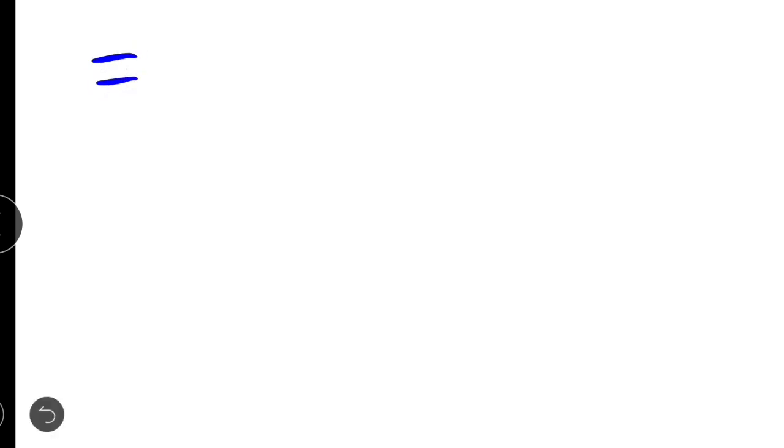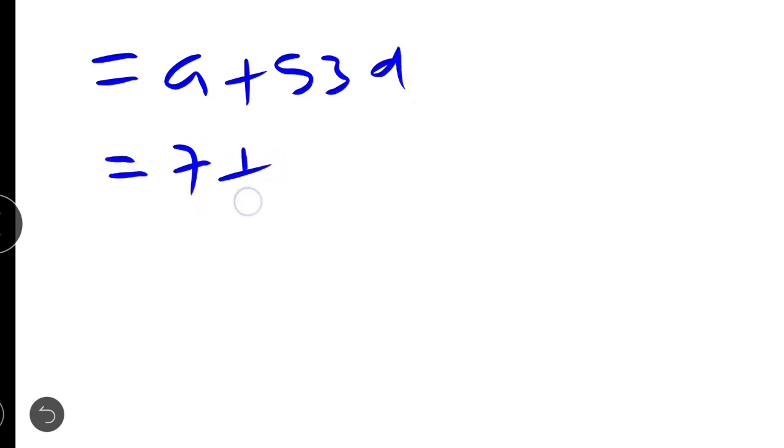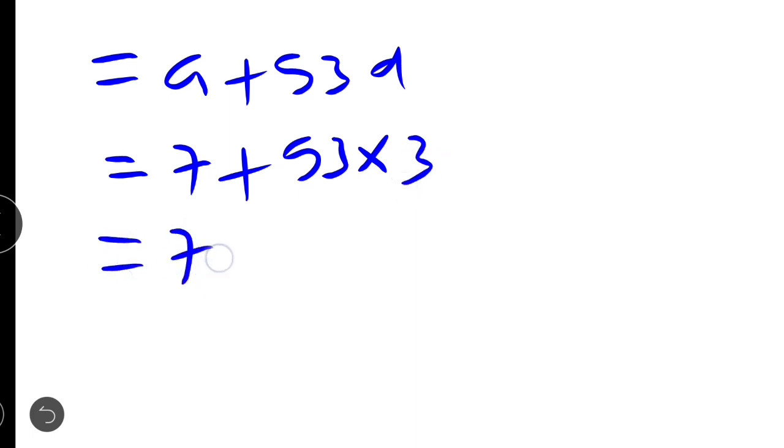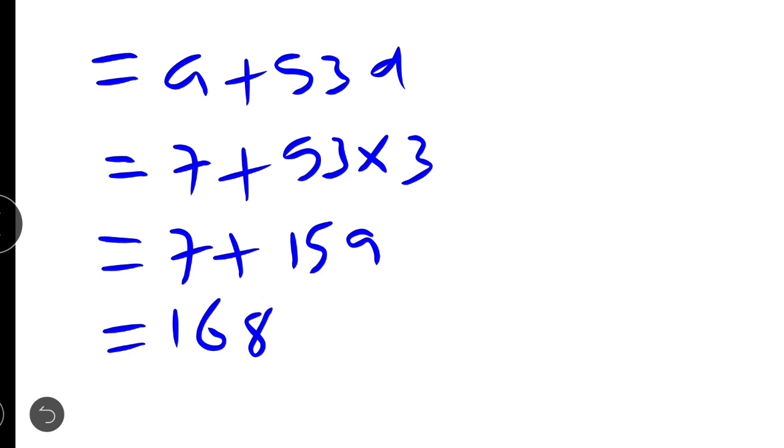So the 54th term means A plus 53D. So A value 7 plus 53 into D value 3. First you complete the multiplication. 53 times 3: 3 3s are 9, 5 3s are 15, so 159. So 7 plus 159 is 166. Sorry, here 166. So the seventh term from the last is 166.